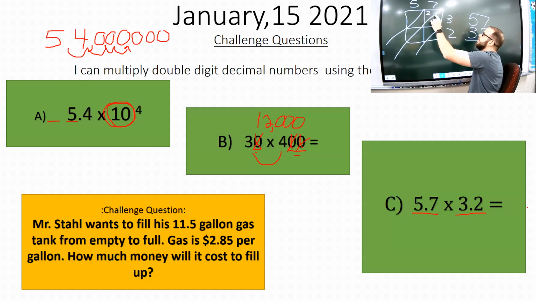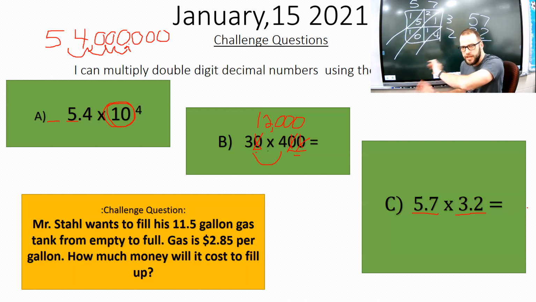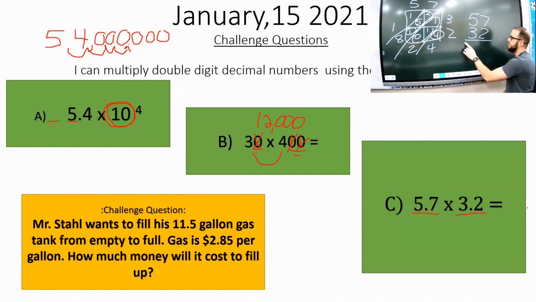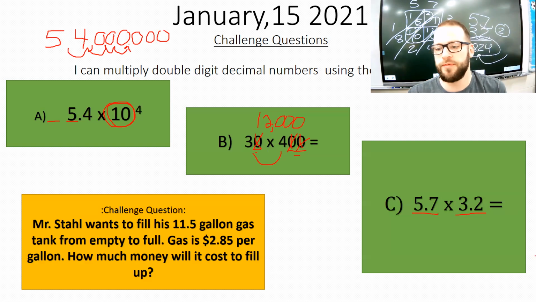7 times 3 is 21. 5 times 3 is 15. 7 times 2 is 14. 5 times 2 is 10. And then your answer just falls down. 4 falls down. 2 falls down. 8 falls down. 1 falls down. So we know that that answer is 1,824. But remember, we had decimals. We had a decimal here, decimal here. We have 1 digit after, 1 digit after, 2 total digits after the decimal, and then they come back. So the real answer is 18 and 24 hundredths.